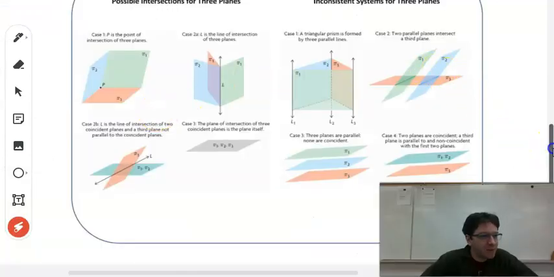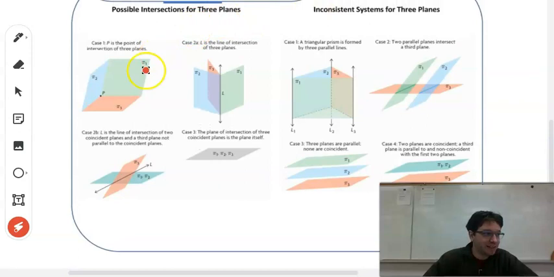Alright, so now we're going to look at possible intersections with 3 planes. First, we can have the planes like this, pi 1, pi 2, pi 3, and you'll see they intersect in one point. Or we can have them like this, almost like a book, where they all intersect along that line. We could have 2 of those planes being coincident, and then a third plane crossing it, intersecting in this line. Or we can just have all 3 planes coincident, like so, all lying on top of each other.